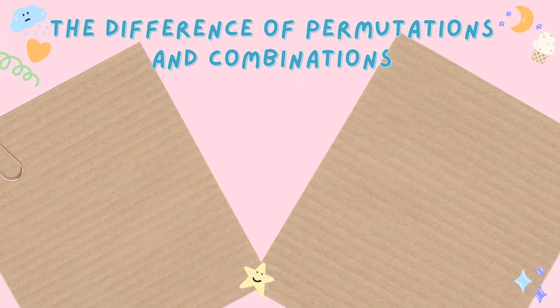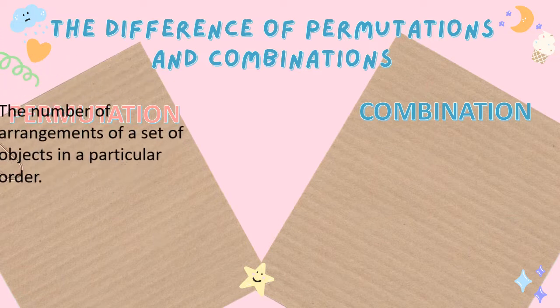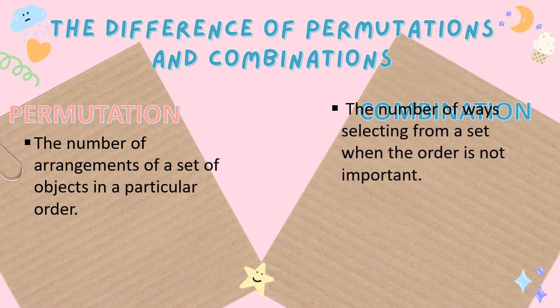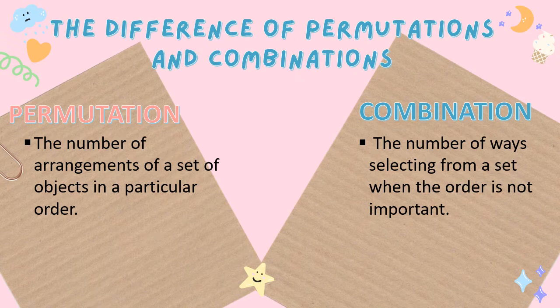What do you think is their difference? Very good. In permutation, the number of arrangements of a set of objects in a particular order. While in combination, it is the number of ways selecting from a set when the order is not important. So tama kayo, ang first difference nila is their definition. In short, combination is all about selection, while permutation is selection and arrangement. Next, what else? What is their difference?